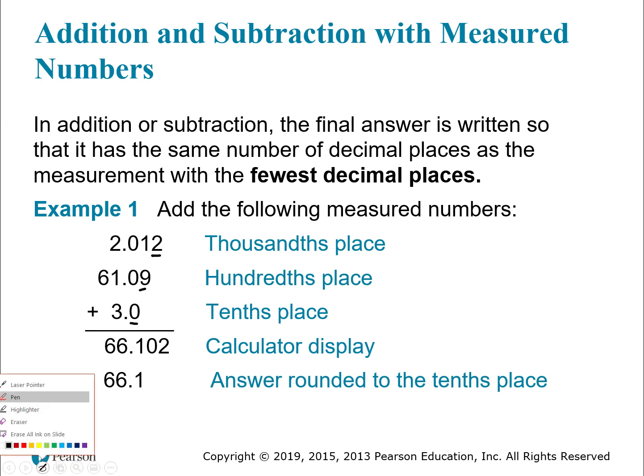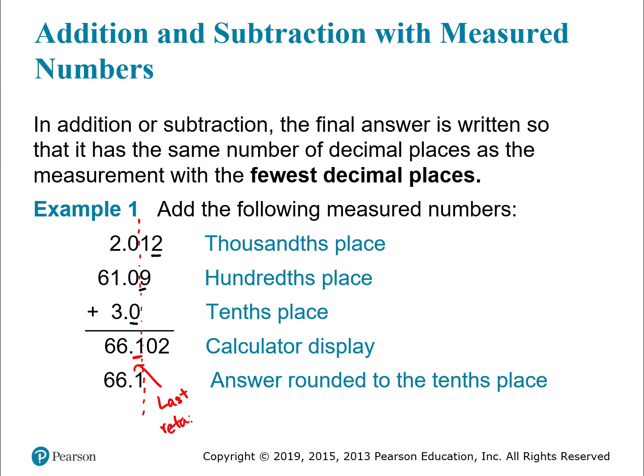What I like to do is line up my numbers just like you see here, and I draw a line that shows me where I have to round. So on the left side of the line, I know that's my last retained digit. And the number right next to it on the opposite side of the line, that's the one I'm going to use to round.